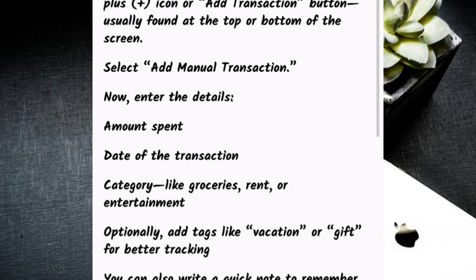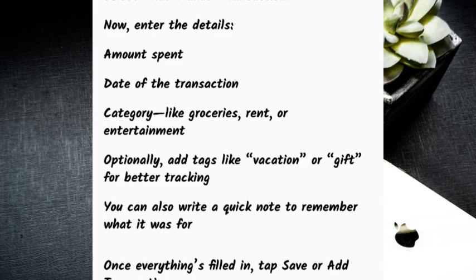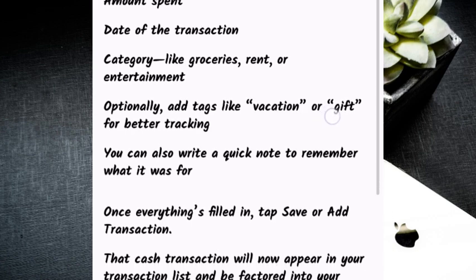You can enter the amount spent, the date of the transactions, categories like groceries, rent, or entertainment, and optionally, you can add tags like vacation or gifts for better tracking. You can also write a quick note to remember what exactly it was for. Once everything's filled in, tap Save or Add Transactions.